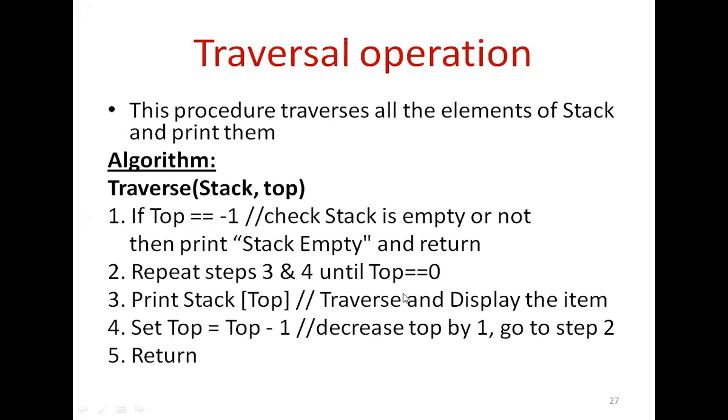So we'll access all the elements from the top of the stack and go up to the 0th index. That's why it is repeat steps 3 and 4 until top equals 0. Then print stack[top]. Here, print stack[top] means we are accessing and printing the top value. Top is initially whatever it is. So we are traversing and displaying the item. And then we decrement the value: top equals top minus 1.